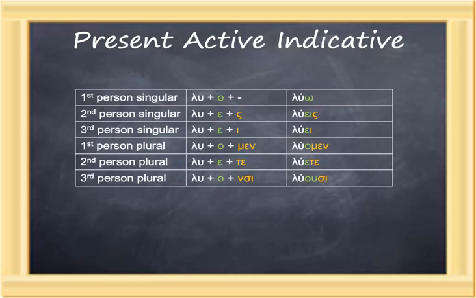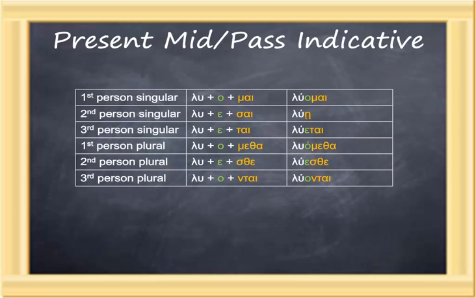In this chart, one can see the three components of the present active indicative: the present stem, connecting vowel, omicron or epsilon, and then the personal endings. The same holds true of the present middle passive indicative forms: present stem plus connecting vowel, omicron or epsilon, plus the primary middle passive endings: mai, sai, tai, methes, the, and ntai.